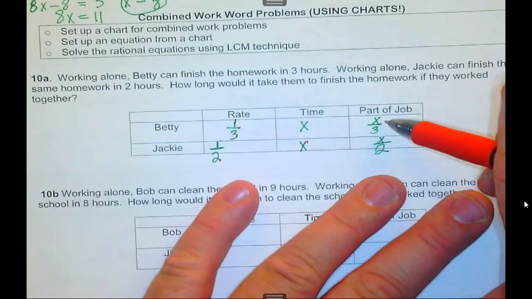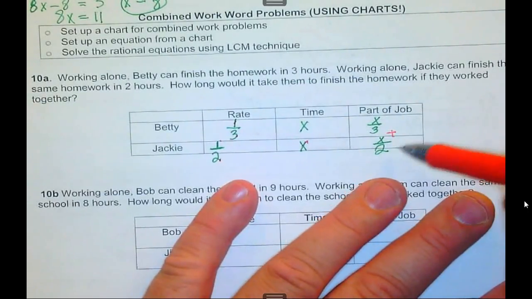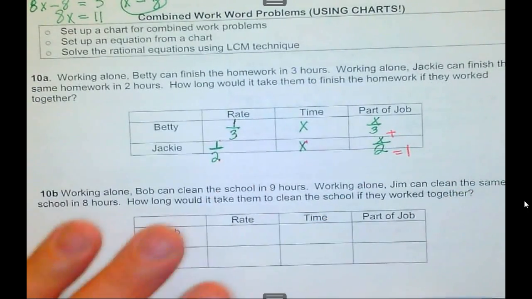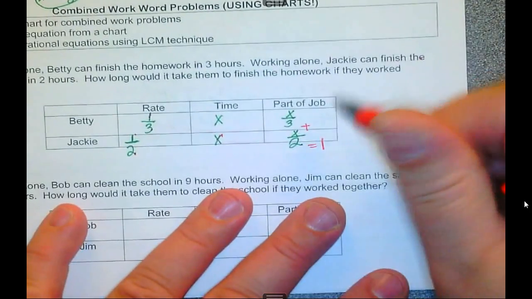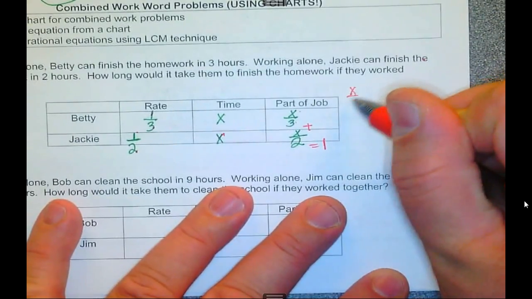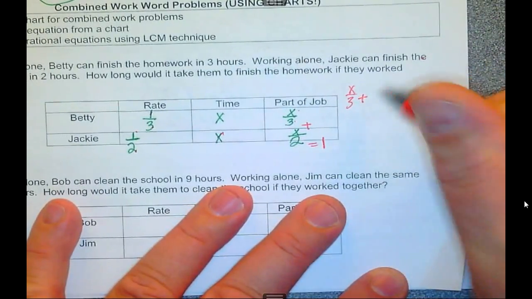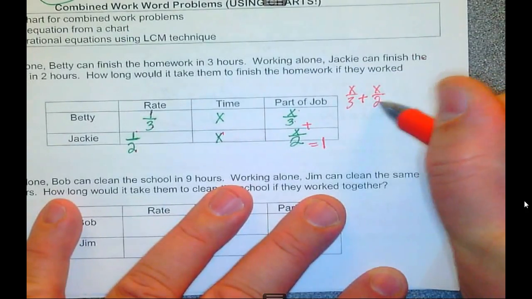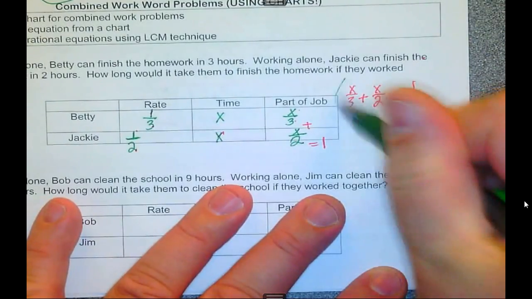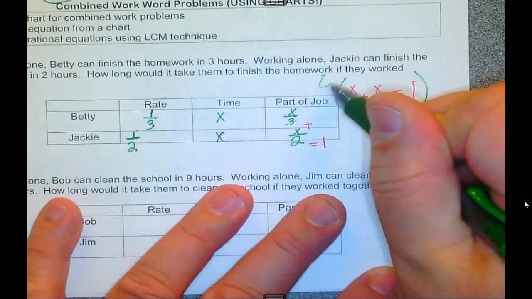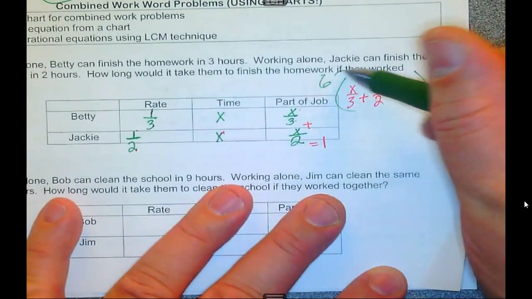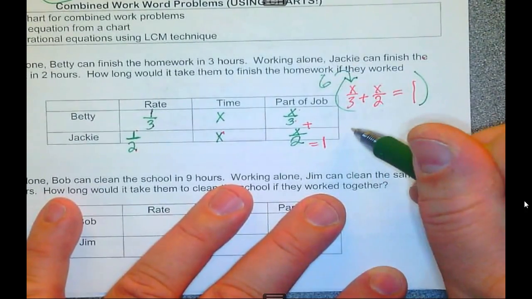So this part of the job plus this part of the job equals the whole job. So my equation, I have x over 3 plus x over 2 equals 1. Now I have to multiply this by the common denominator, 6. Just multiply these two together. 6 times x over 3.